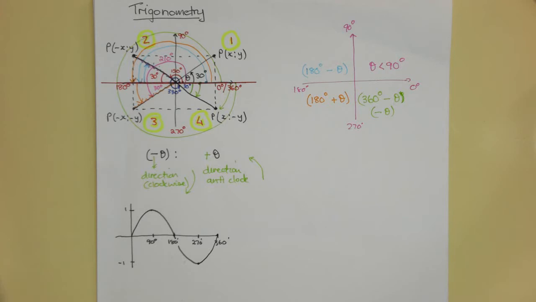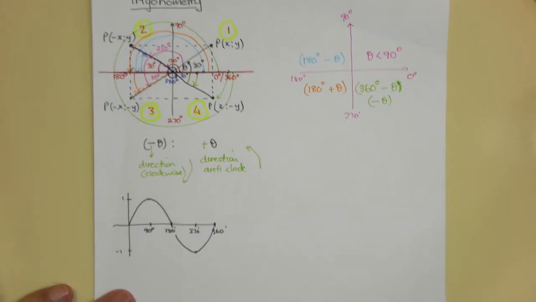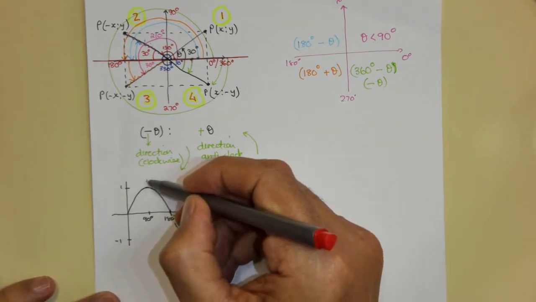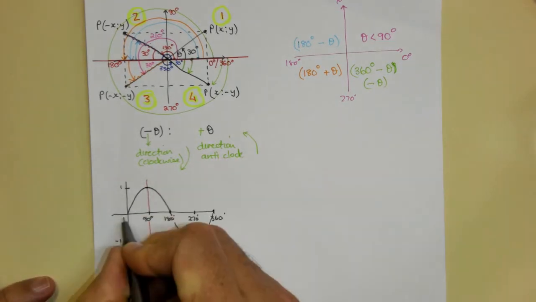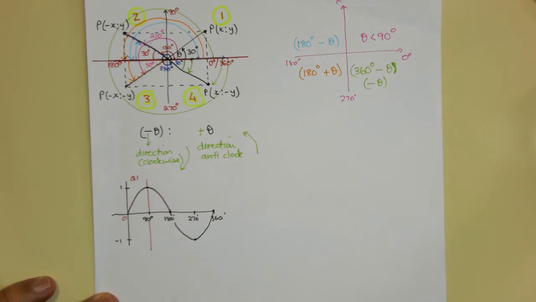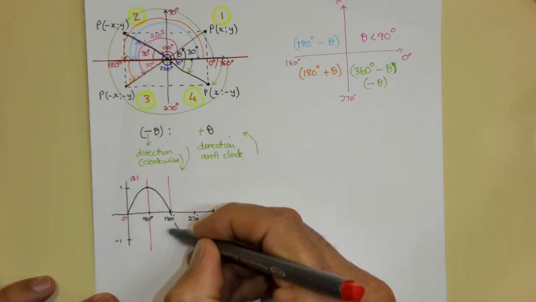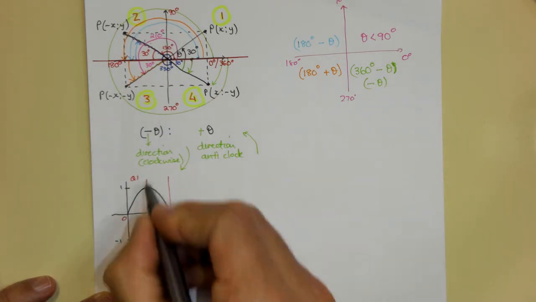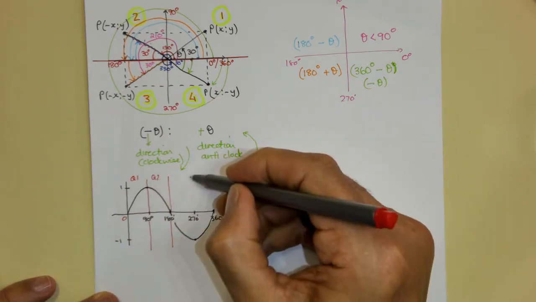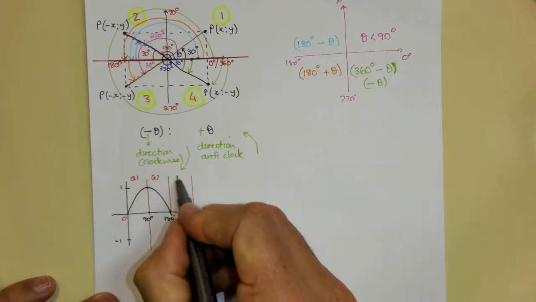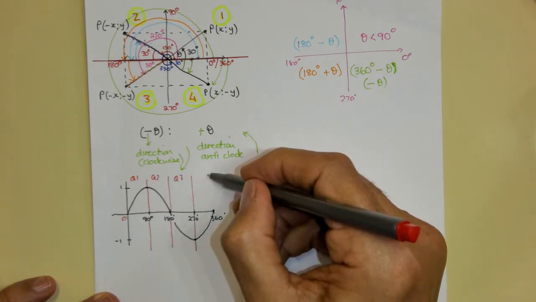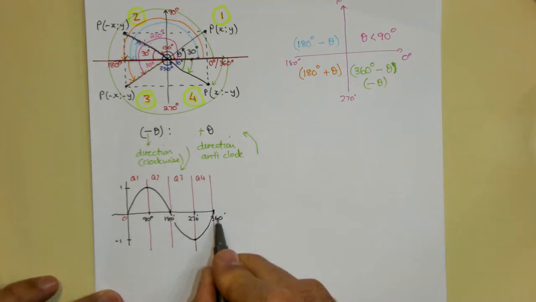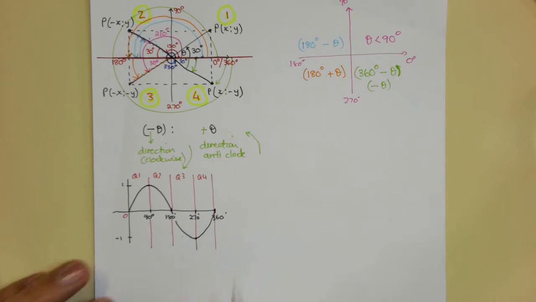Now look at how beautiful this is, guys. If I now indicate my quadrant lines, there's from 0 to 90. This is quadrant 1. From 90 to 180, on this diagram at the top, it is quadrant 2. Then from 180 to 270, we have quadrant 3, and then in quadrant 4, we have from 270 to 360. Now just look at this.